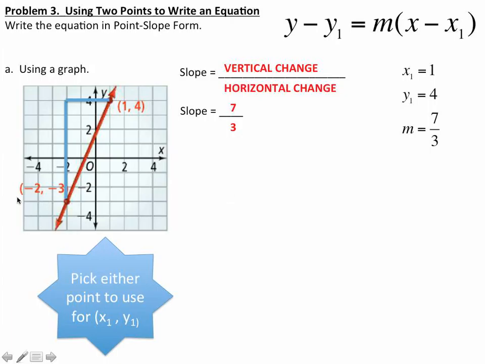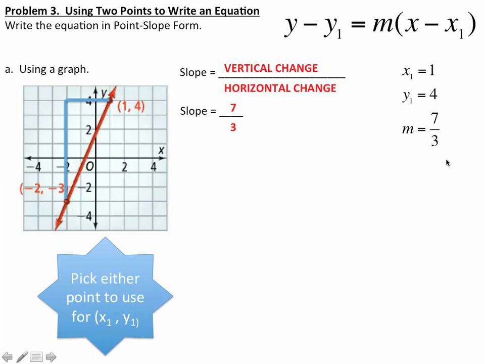It wouldn't be wrong if you picked the other point. Those would still be equivalent equations. Your neighbors would look different than yours if you picked a different point, but it will still be the correct answer. All right, so x1, I picked this point. So x1 is 1, and then y1 is 4, and the slope is 7 over 3.